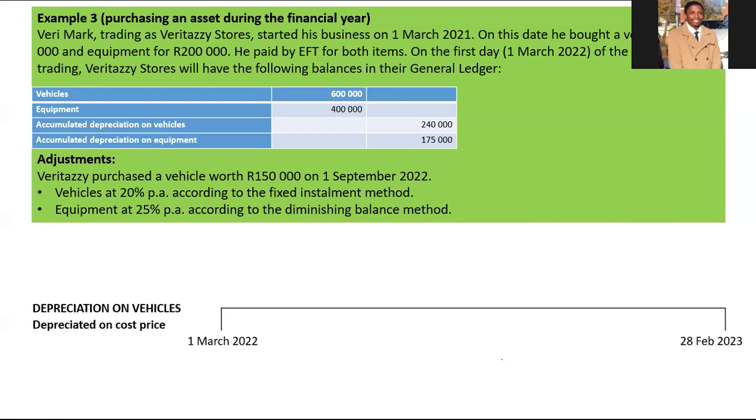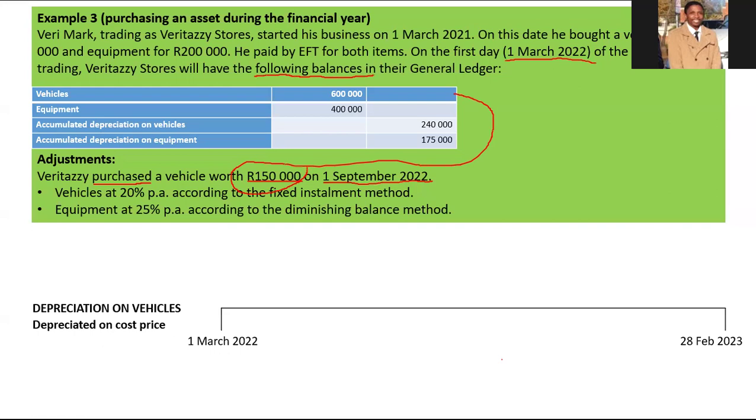For now, because we are told that there was an asset that was purchased, a vehicle worth 150,000 Rand. But this 150,000 Rand was purchased on the 1st of September 2022. I need you to understand that these balances that we have in the pre-adjustment trial balance are balances at the beginning of the year. So that 600,000 Rand does not include this 150,000 Rand, because this 150,000 Rand only came into existence on the 1st of September 2022 when we purchased this vehicle.